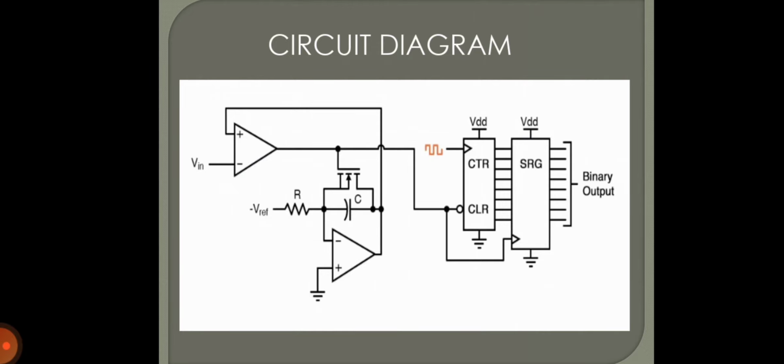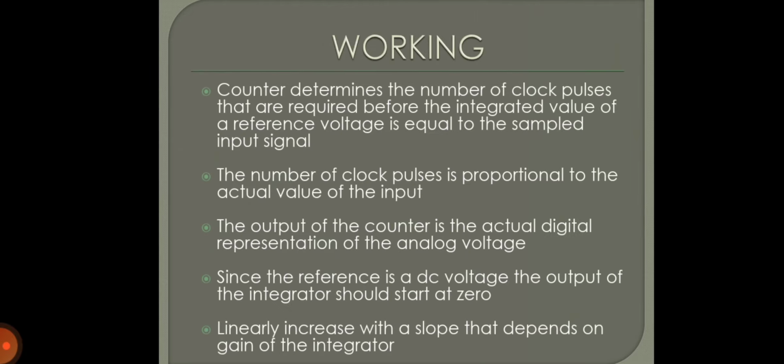the display. Then, working: the counter determines the number of clock pulses that are required before the integrated value of a reference voltage is equal to the sampled input signal. The number of clock pulses is proportional to the actual value of the input. Then the output of the counter is the actual digital representation of the analog voltage. Since the reference is a DC voltage, the output of the integrator should start at 0. Then it linearly increases with a slope that depends on the gain of the integrator.